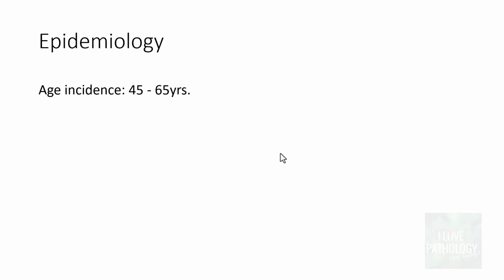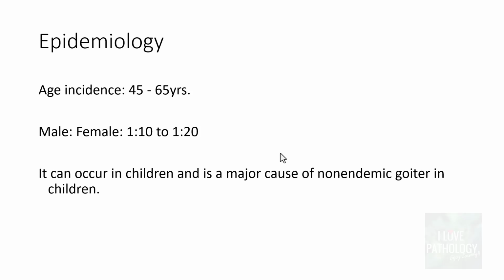This disease usually occurs in the age of around 45 to 65-year-olds. Females are predominantly affected, more commonly affected, as in all other autoimmune diseases. Of course, it can occur in children, and this is the major cause of non-endemic goiter in children.